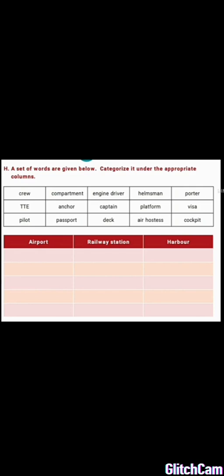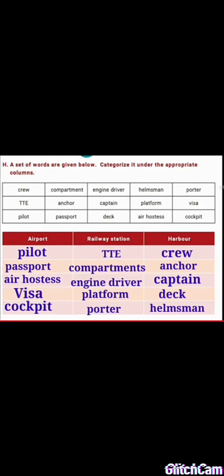Anchor, harbour. Captain, harbour. Platform, railway station. Visa, airport. Pilot, airport. Passport, airport. Deck, harbour. Hostess, airport. Cockpit, airport. Okay, children, let me show you the answer. Here you can check the answers for this exercise. Under airport you have 5 answers, under the column railway station you have 5 answers, and under the column harbour you have 5 answers. Kindly write this in your textbook, children, on page number 103.